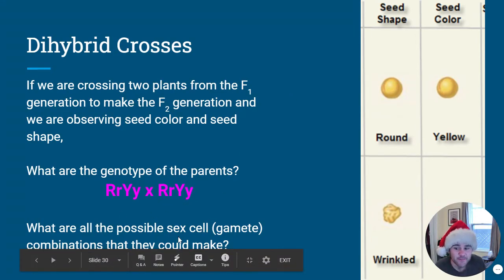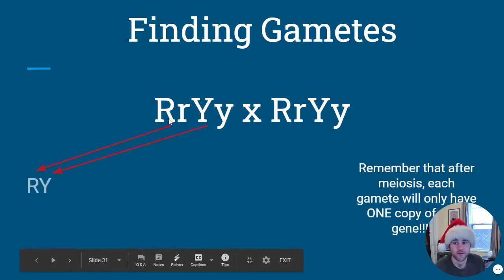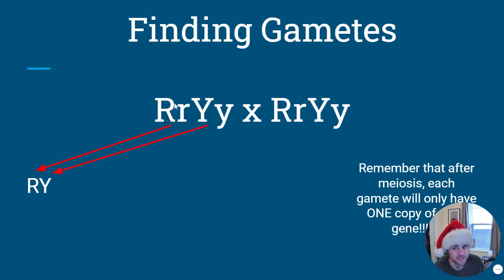So what are all the possible gamete combinations that we could make out of this through independent assortment? Well, let's start figuring it out. So if we took the big R and the big Y, we would have one gamete that's big R, big Y. And remember, this is on one chromosome and this is on the other. So each gamete has a 50% chance of this allele or this allele. At the same time, it also has a 50% chance of this allele and this allele. So we end up there.